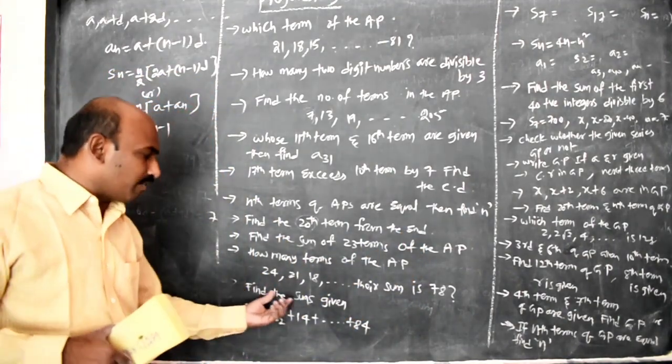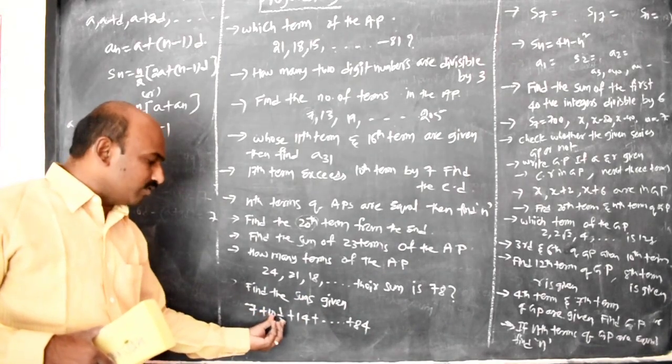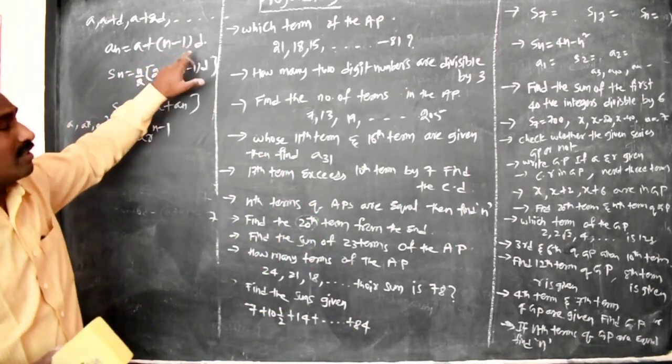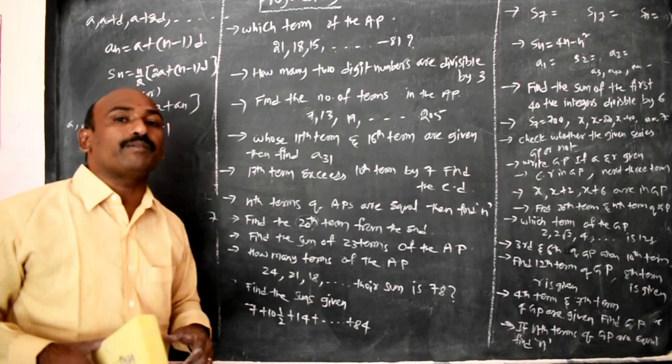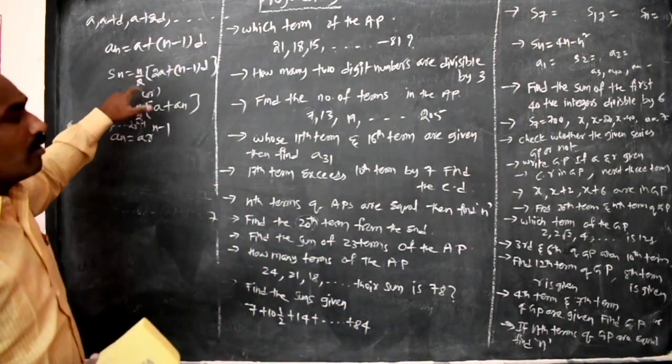And the same situation here: find the sum of the given series. Here a is 7, the common difference is 21 by 2, and the last term a_n is 84. Use this formula, a_n equals a plus n minus 1 into d, and you will get the number of terms. After that, you can apply either of the Sn formulas.